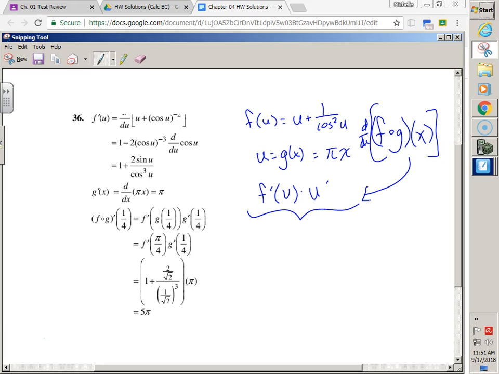Okay, you could have done this two ways. You could have just left it the way it was and done f prime of u times u prime. Or you could have put in the pi x and taken the derivative the good old-fashioned way. You could have just found f of g, putting in pi x, and gone from there. If you're doing it their way, you would end up with 1 plus 1 over cosine squared, and we need to take the derivative of that. How do we take the derivative of 1 over cosine squared?